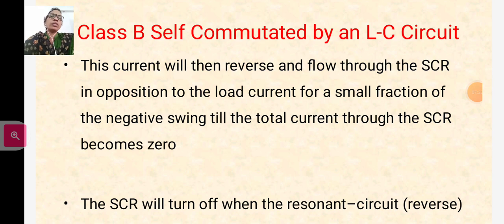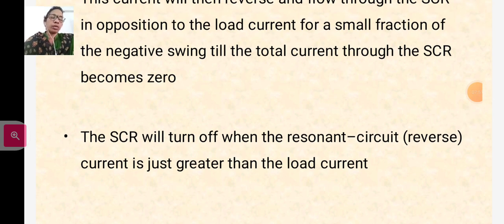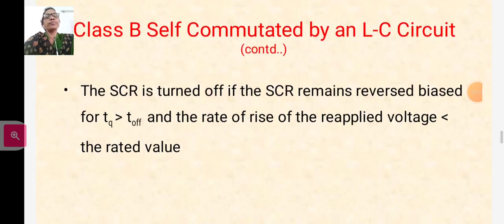Here this current will then reverse and flow through the SCR in opposition to the load current for a small fraction of negative swing, till the total current through the SCR becomes 0. The SCR will turn off when the resonant circuit's reverse current is just greater than the load current.